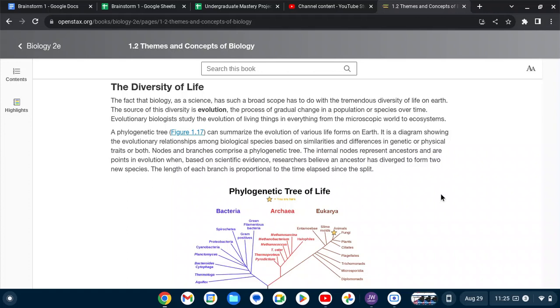Nodes and branches comprise a phylogenetic tree. The internal nodes represent ancestors and are points in evolution when, based on scientific evidence, researchers believe an ancestor has diverged to form two new species. The length of each branch is proportional to the time elapsed since the split.